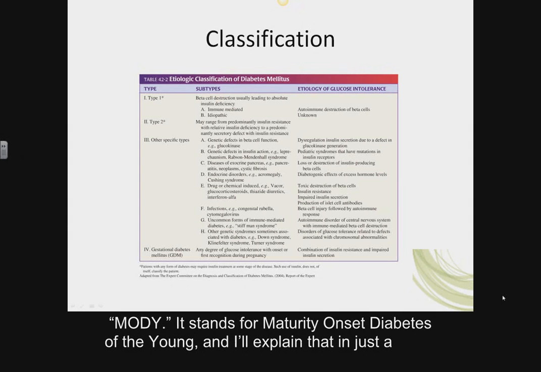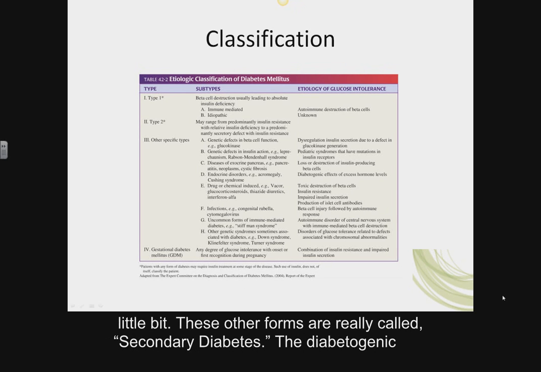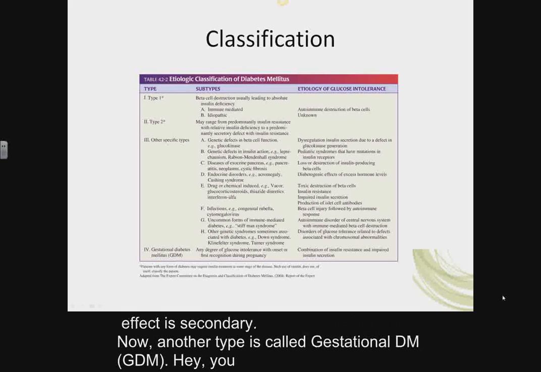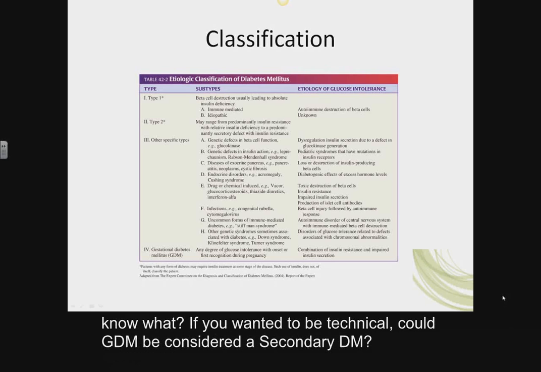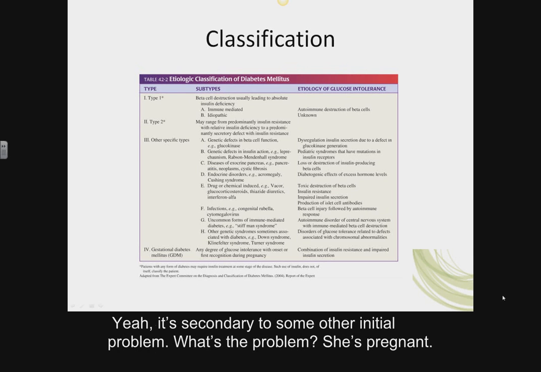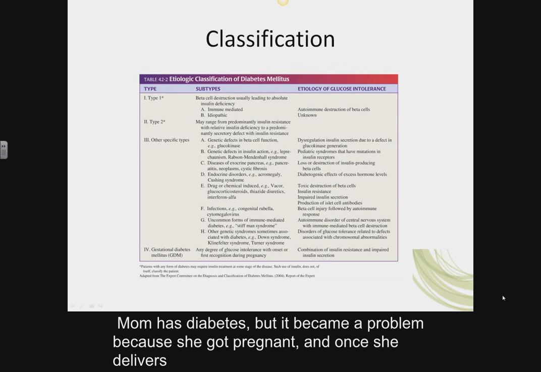category. There's another type that falls into, quote, other forms called MODY. It stands for Maturity Onset Diabetes of the Young, and I'll explain that in just a little bit. These other forms are really called secondary diabetes. The diabetogenic effect is secondary to some other problem. Now, another type is called gestational diabetes. If you wanted to be technical, you could call gestational diabetes secondary diabetes mellitus. Yeah, it's secondary to some other initial problem.